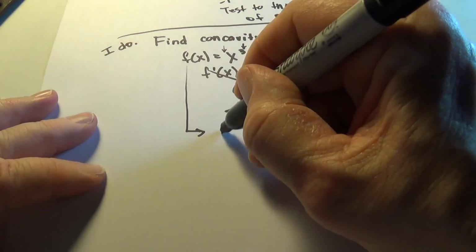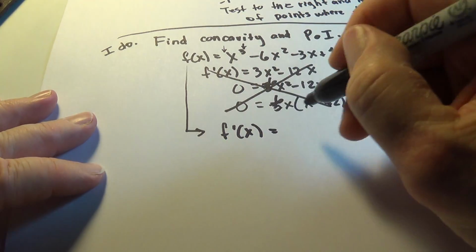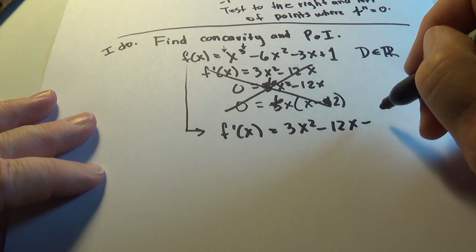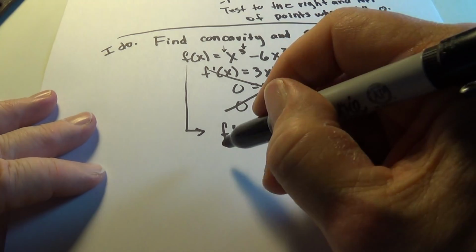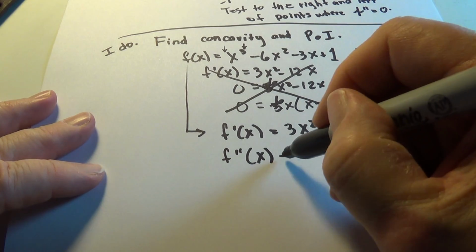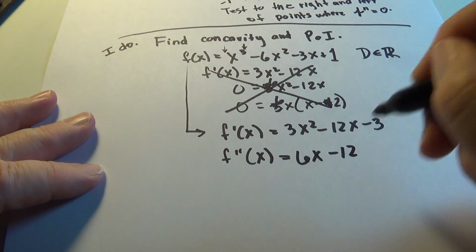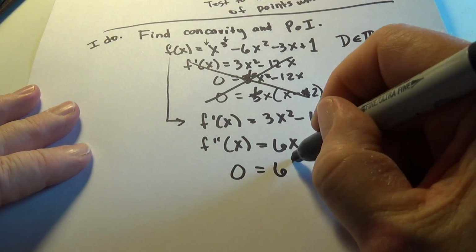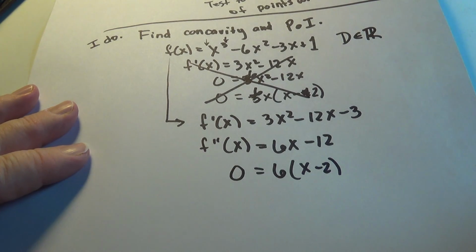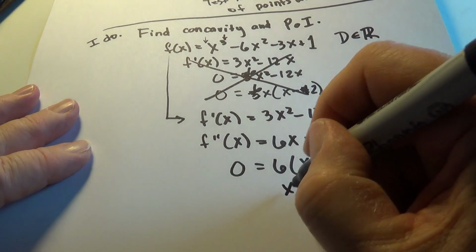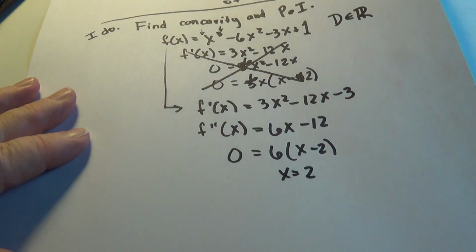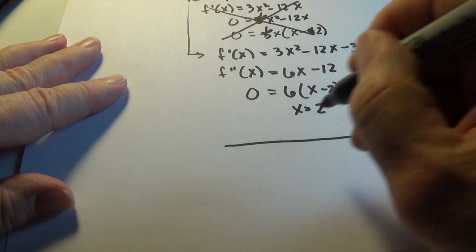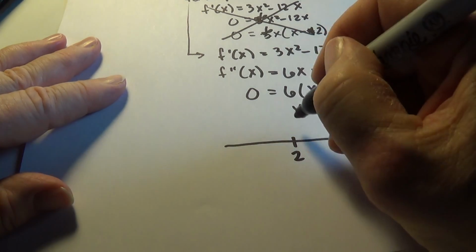All right, so take the first derivative, and I'm going to get 3x squared minus 12x minus 3. All right, that's correct. And then the second derivative is 6x minus 12. All right, that's what I was trying to get. Now I can set that equal to 0 and factor it. And when I set each factor equal to 0, I get x equals 2. So that tells me that in my little sketch, the second derivative at x equals 2, that's where it zeroes out.